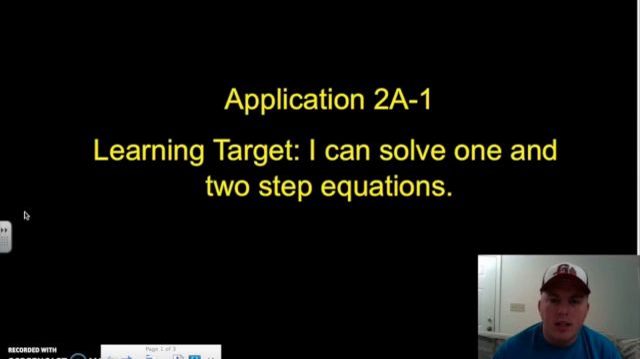Our learning target today is that I can solve 1 and 2 step equations. Now today we're going to take a look at some word problems that involve those 1 and 2 step equations. So let's look first at number 1 from our application.